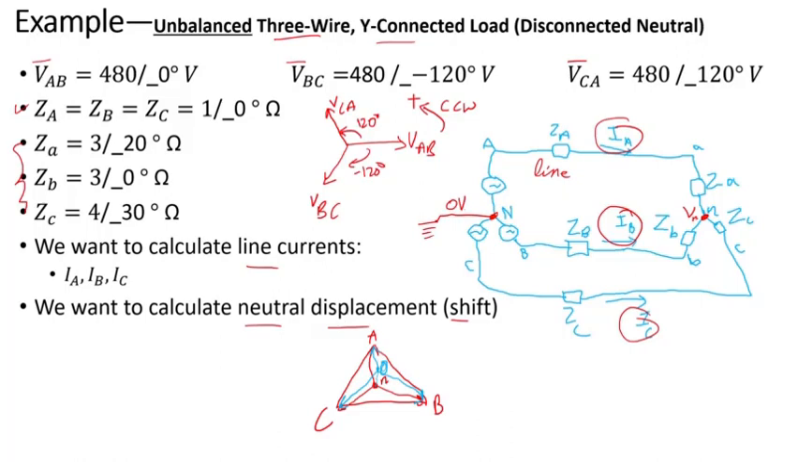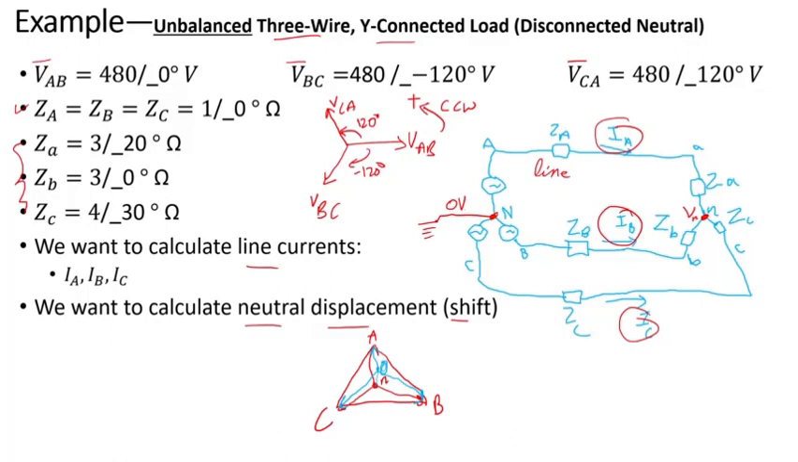Basically, under balanced conditions, if you draw the triangle, your neutral will be at the center of the triangle. However, if there are unbalanced conditions, the neutral will no longer be at the center point of the triangle.